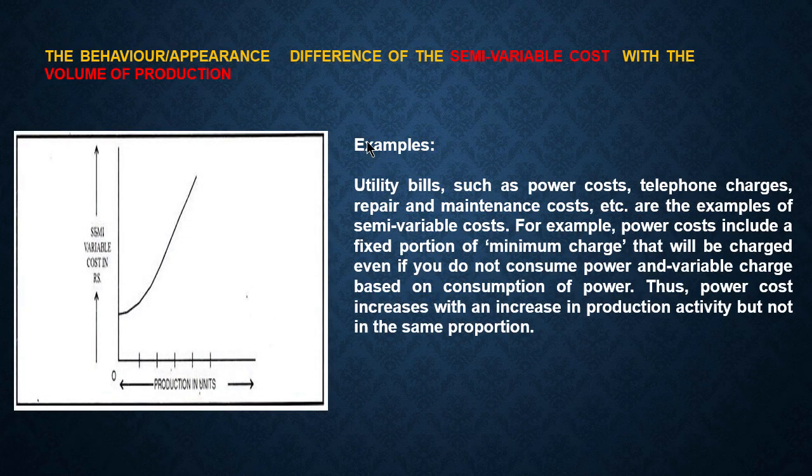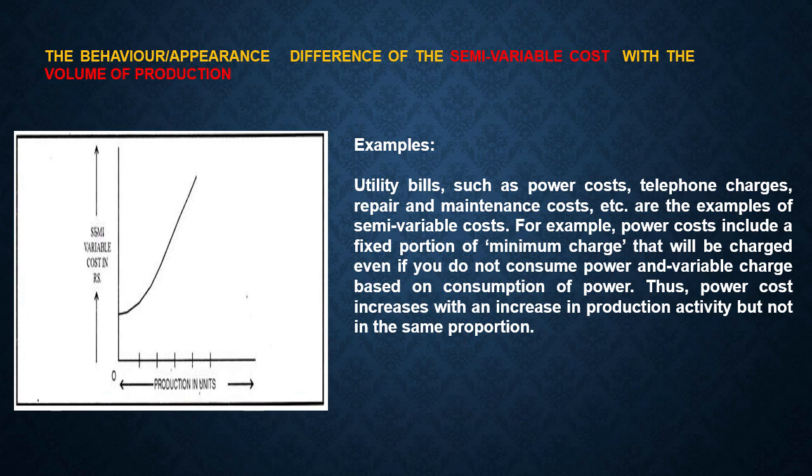Next is the behavior or graph appearance of the semi-variable cost with the volume of the production. As we can see, semi-variable cost is quite similar to the variable cost, but it is not directly proportional to the production volume, though it still rises as the volume of the production rises. This includes utility bills such as power cost, telephone charges, repair and maintenance cost, and so on.